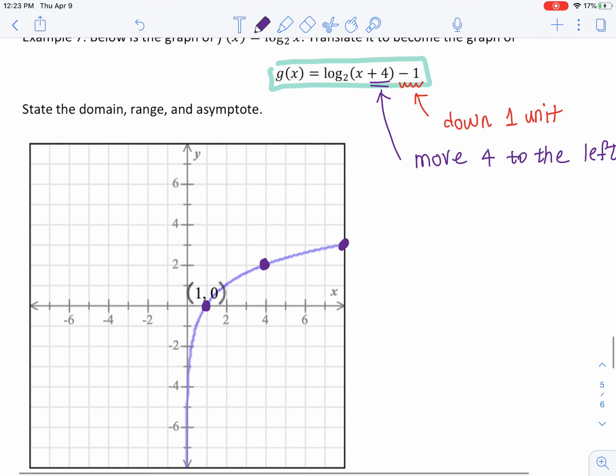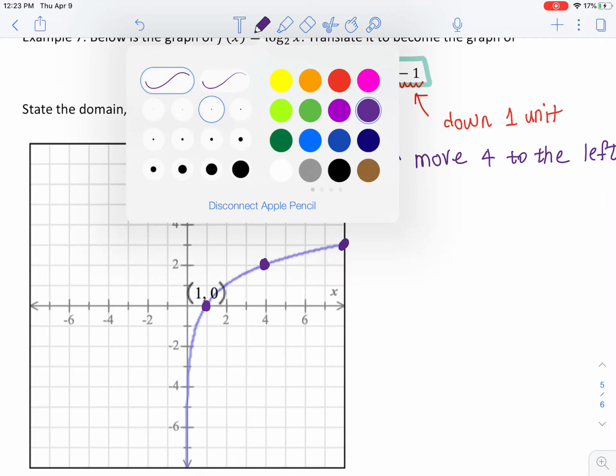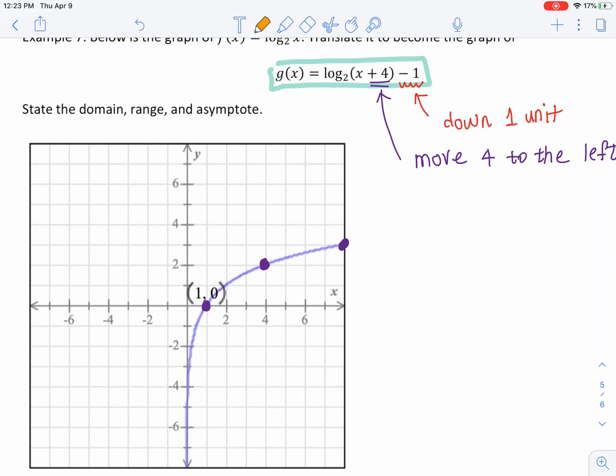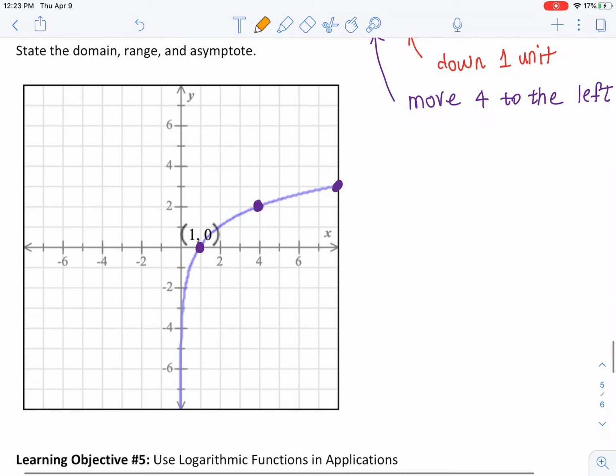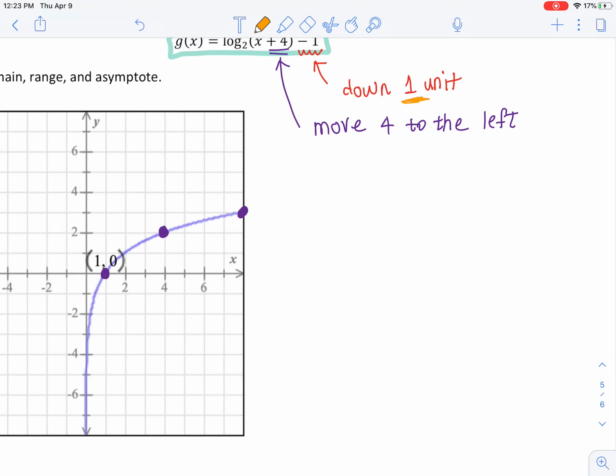Now, they also want you to state the domain, range, and asymptote. We'll do that, but let me first go ahead and graph a new line. So move each point down 1, left 4. Move each point down 1, left 4.